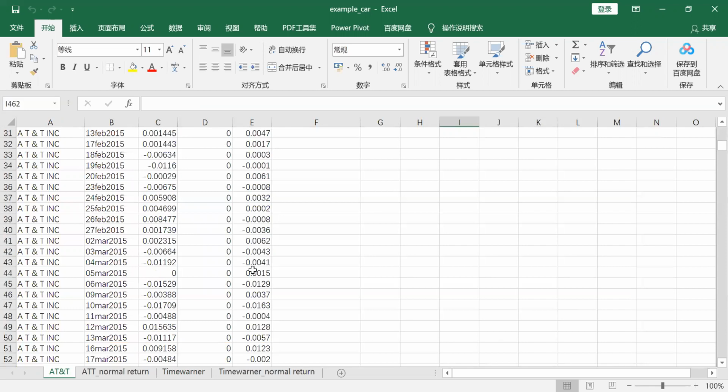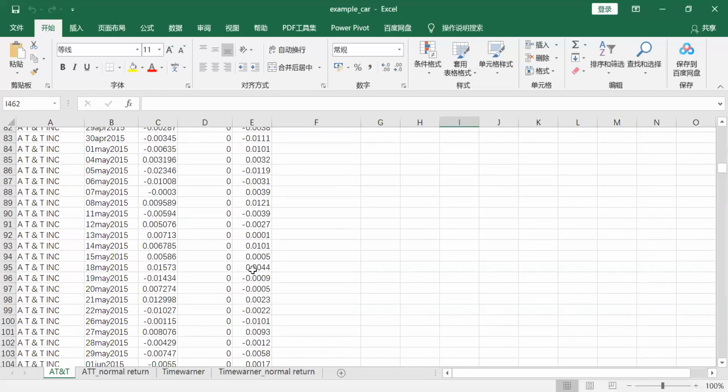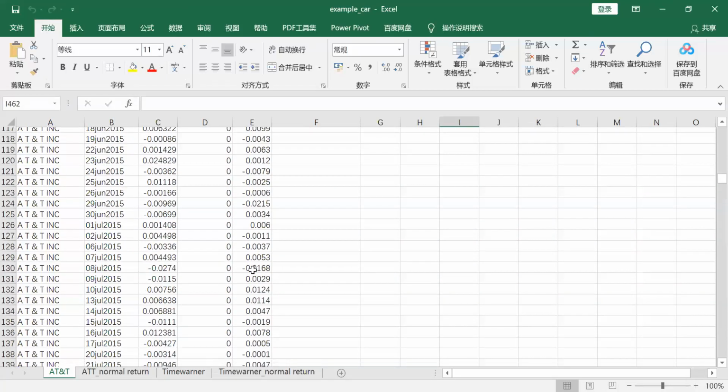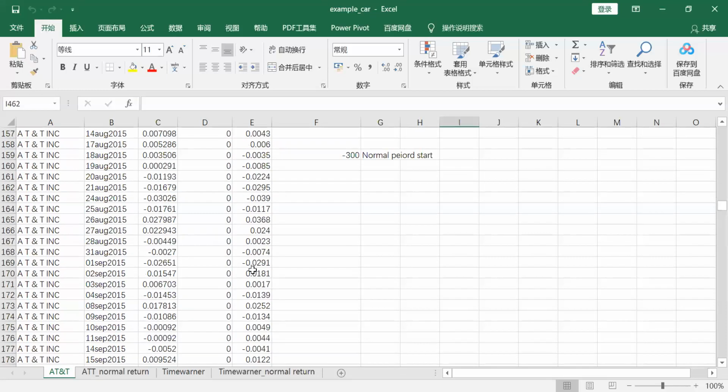Now we need a period of data that we can use to estimate the relationship between the AT&T stock return and the market return. Remember, we need to pick a period of stock returns that is not contaminated by the merger announcement. Otherwise, the expected return from the model will be biased. So typically we pick minus 300 to minus 40 before the deal announcement, which is 300 days before the announcement.